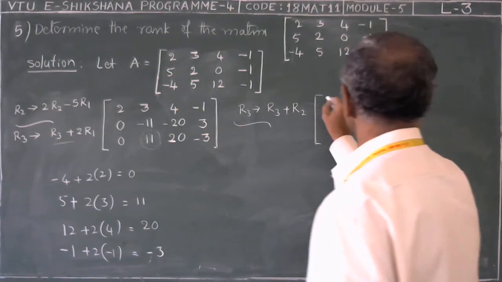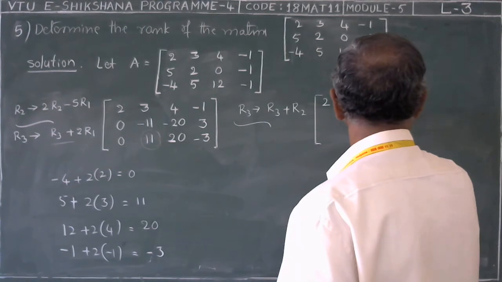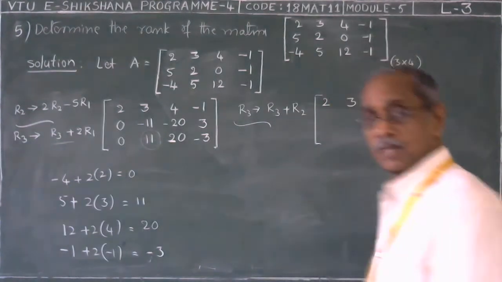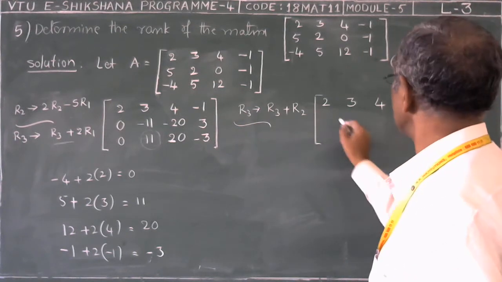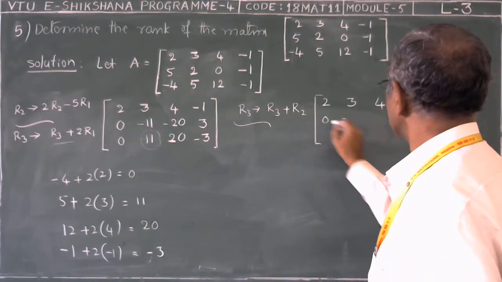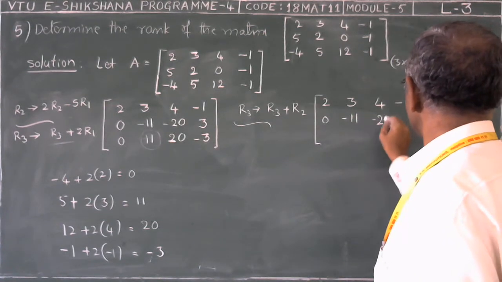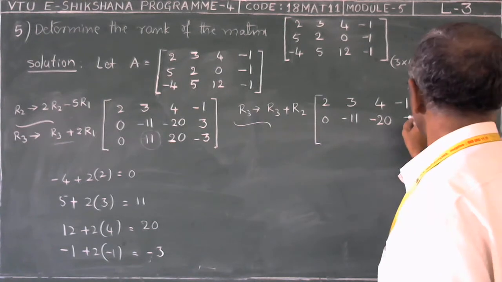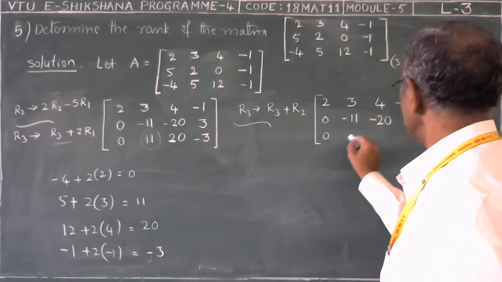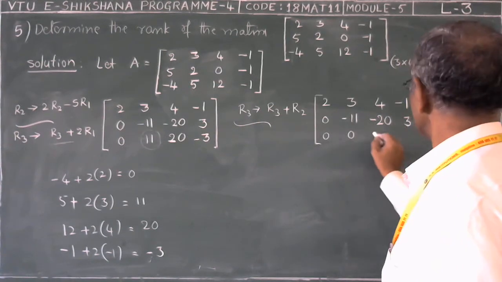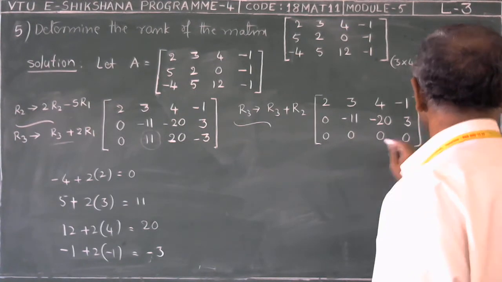Now R1 is perfectly alright: 2, 3, 4, minus 1. R2 is being used, so no change here: 0, minus 11, minus 20, 3. Then R3 plus R2: 0 plus 0 is 0, minus 11 plus 11 is 0, minus 20 plus 20 is 0, minus 3 plus 3 is 0. So this is the echelon form.